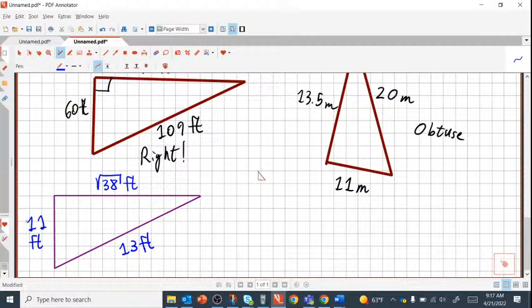Y'all going to talk about this? Is this going to be a right triangle, an acute triangle, or obtuse? What are you going to do? Go and talk to each other. I'm going to hear y'all go now, man, so I'm going to teach now. All right now, here we go.